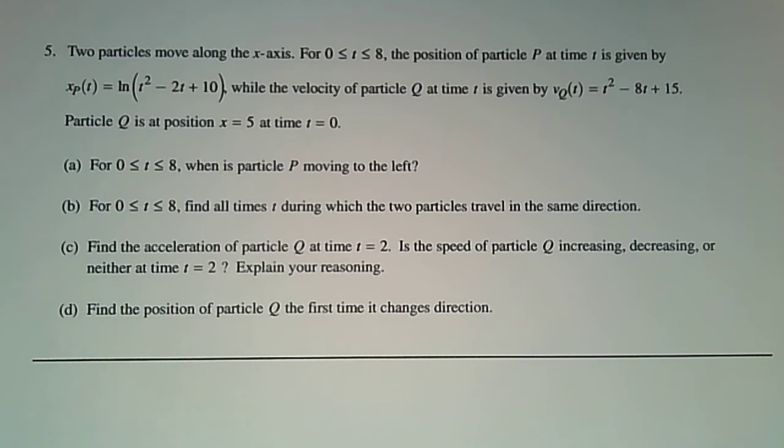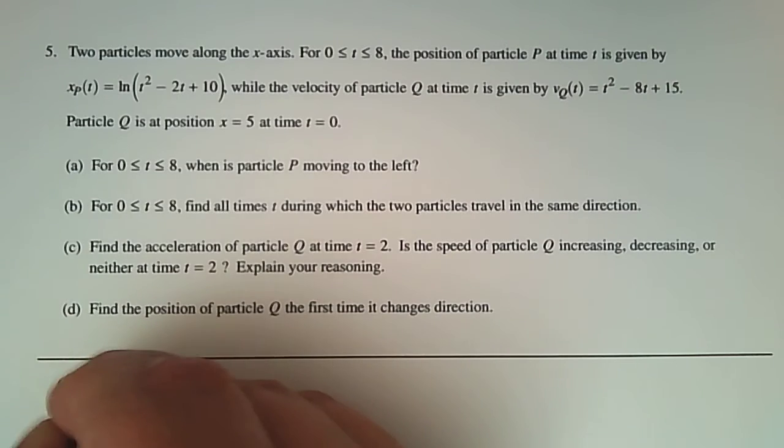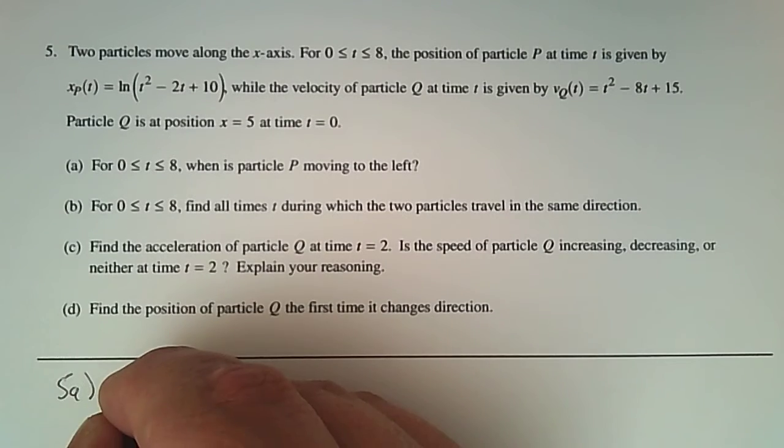Now we're going to answer the questions. For A, from 0 to 8, when is particle P moving left? So we're not even looking at Q, just P. When is it moving left? And how do you know? The answer is the velocity of the particle tells me whether it's moving right or left. If the velocity is positive, it's moving right. If it's negative, it's moving left. So step 1 in A is to find the velocity.